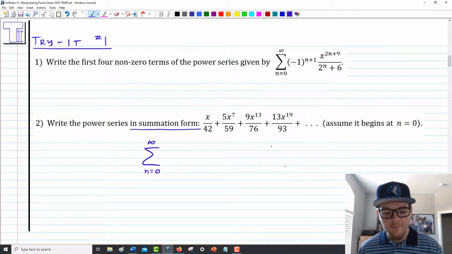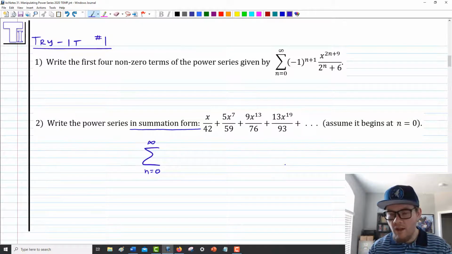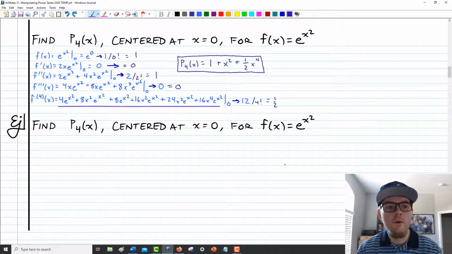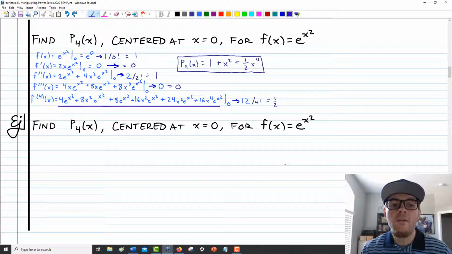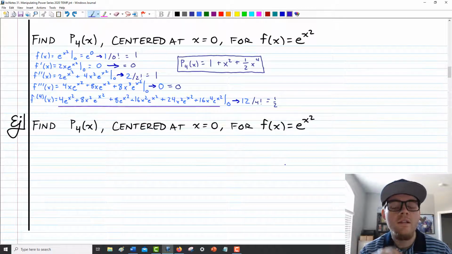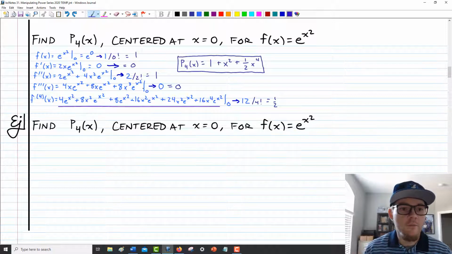So let me show you what I mean. This is going to look like a lot at first, so be careful. Okay, so on this next page, we're going to try to write P sub 4 of x, which is going to be the Taylor or Maclaurin series or polynomial, however you want to call it, centered at x equals 0, for f of x equals e to the x squared.